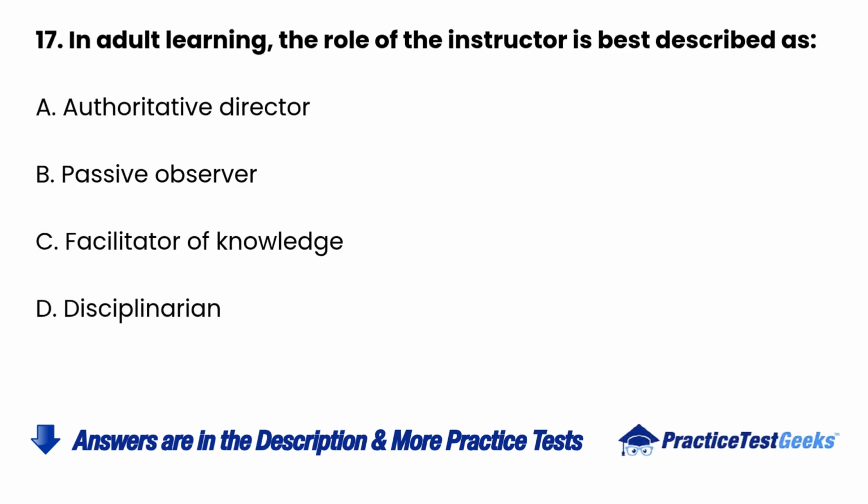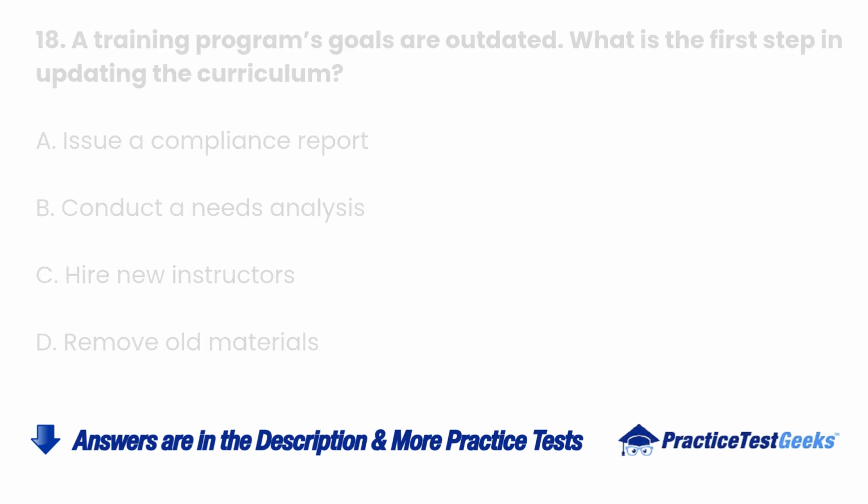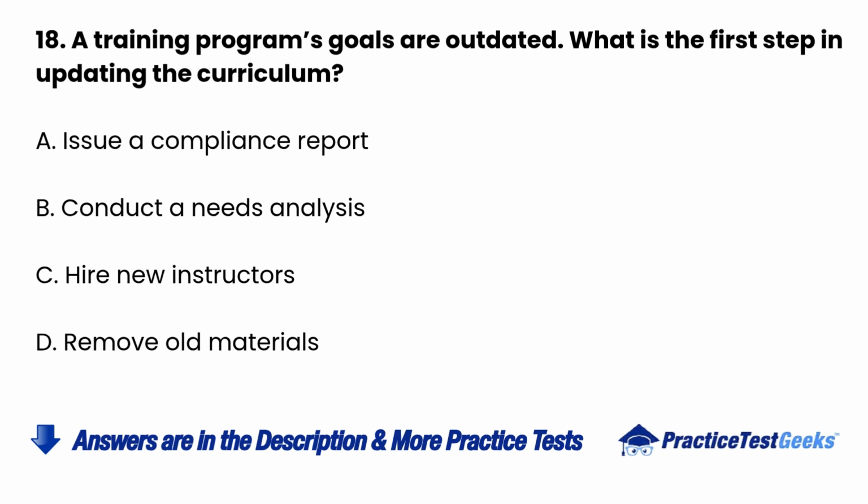17. In adult learning, the role of the instructor is best described as A. Authoritative director. B. Passive observer. C. Facilitator of knowledge. D. Disciplinarian.